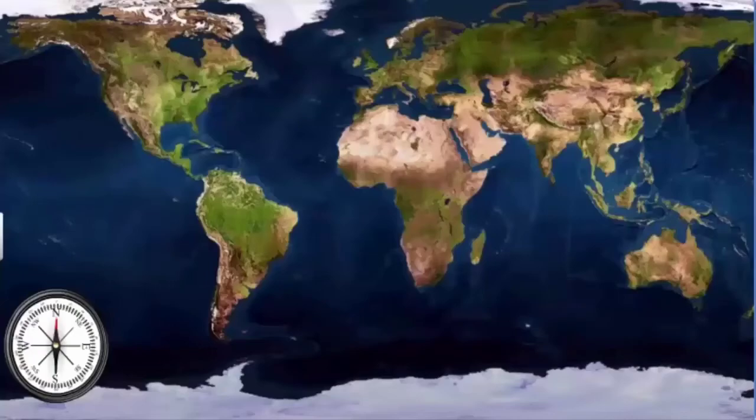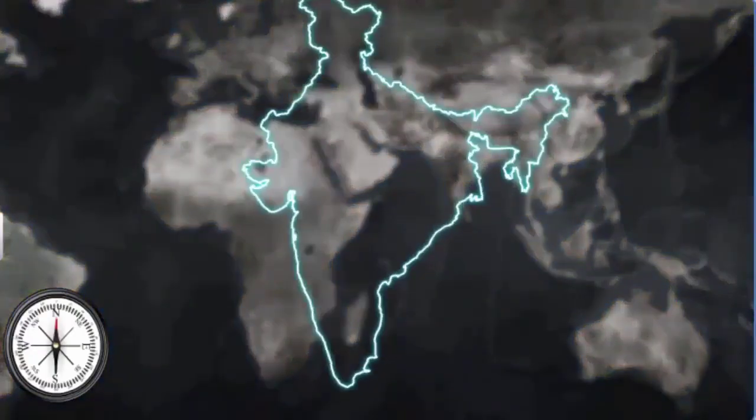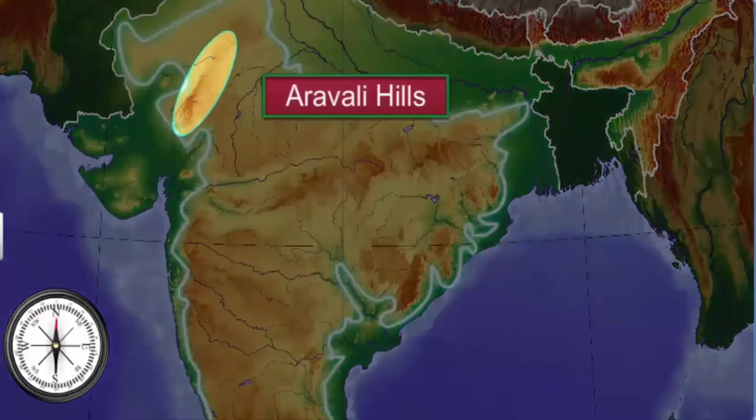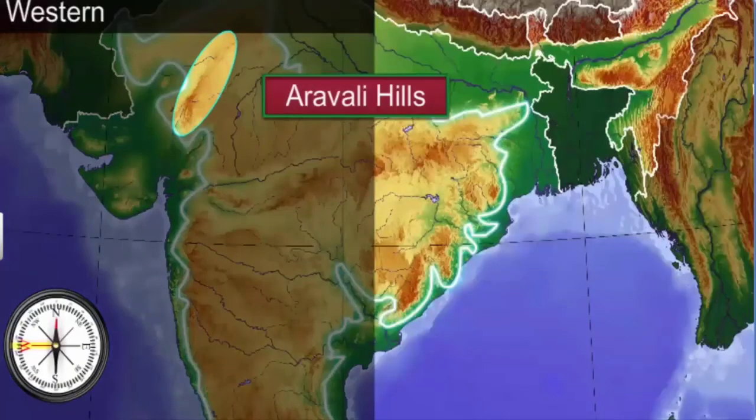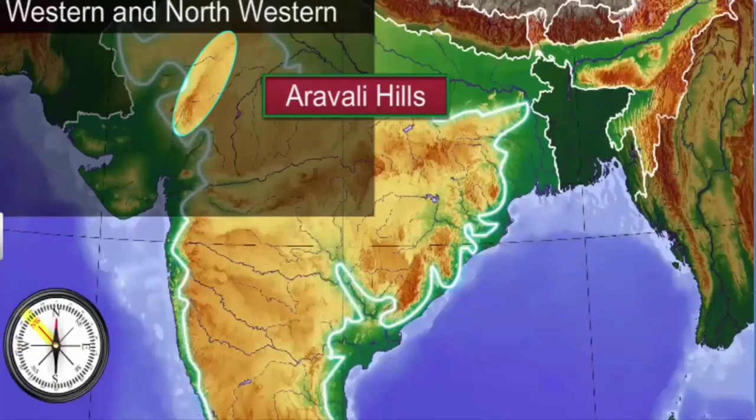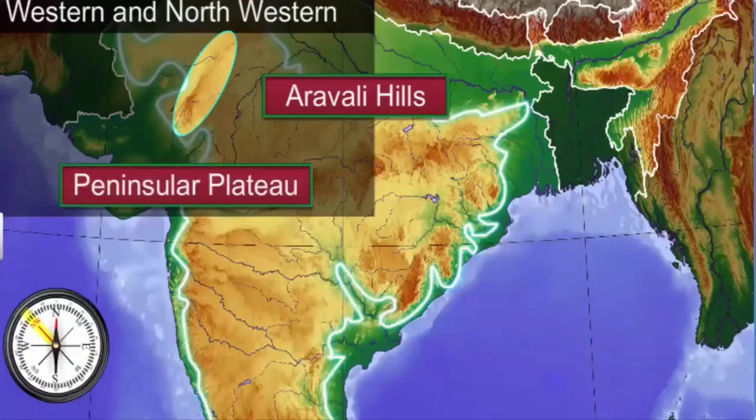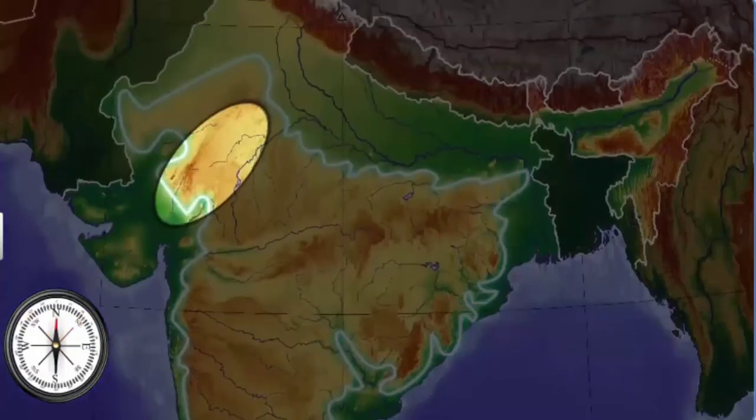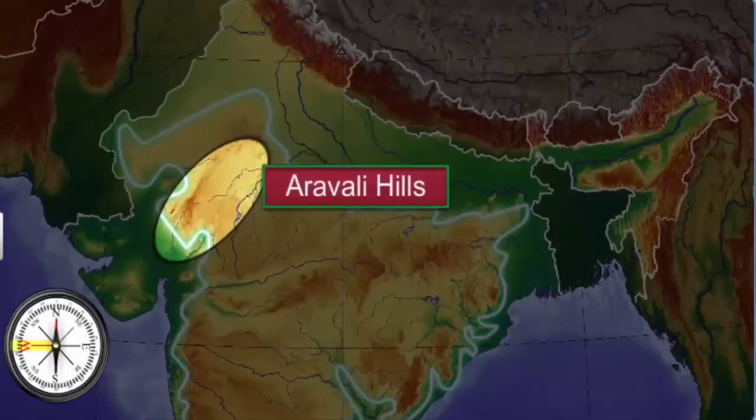As you may remember from the previous module, the Aravalli Hills lie on the western and northwestern margins of the Peninsular Plateau. If you move further towards the western margins of the Aravalli Hills, you come across the Indian Desert.